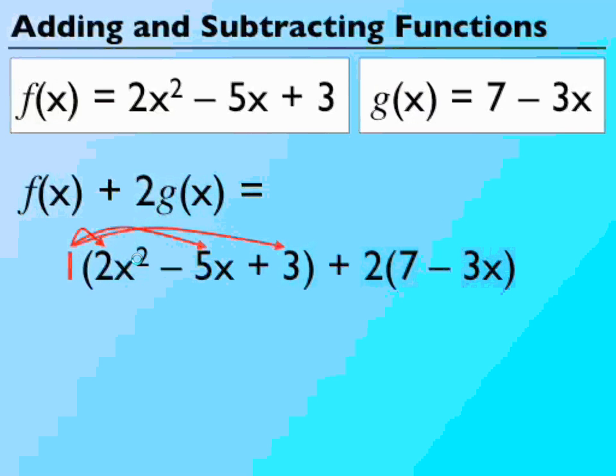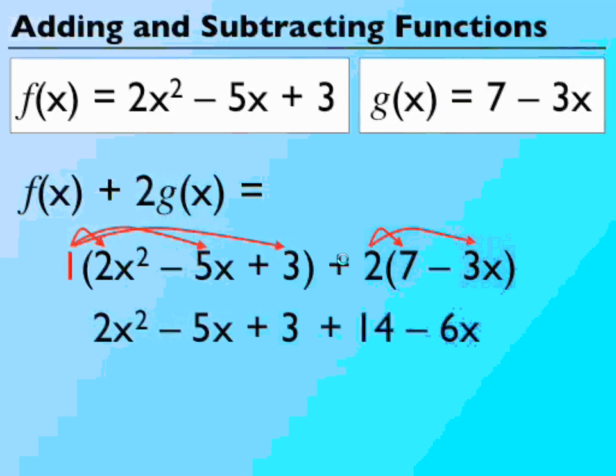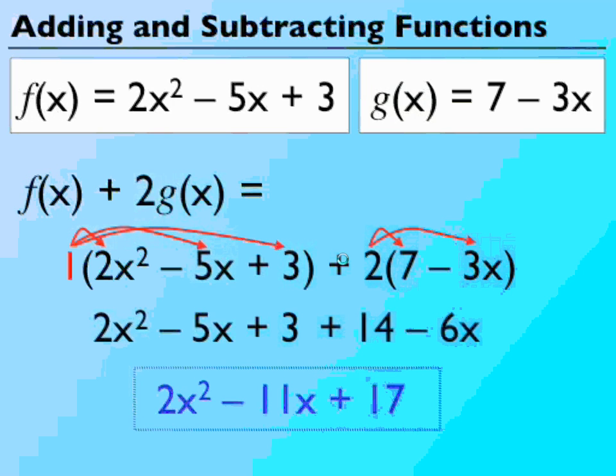1 times 2x squared, still 2x squared. 1 times negative 5x, still negative 5x. 1 times 3, still 3. So that's why it's okay to just drop those parentheses, because really we're distributing in that 1. Okay, on the other side, we actually have a number other than 1 to distribute in. We distribute in the 2, and so we get plus 14 minus 6x. And then our final step is to combine our like terms. So 2x squared minus 11x plus 17. That's all it is this section.